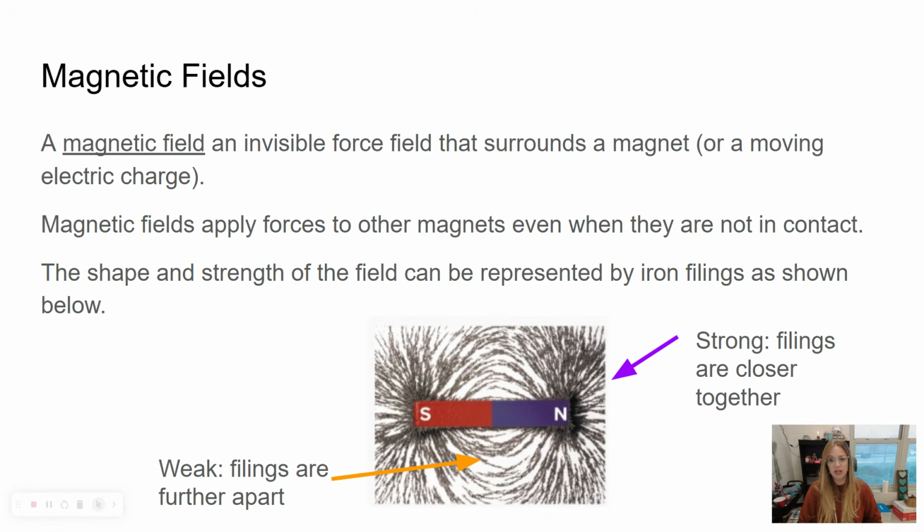Same thing with magnets. And you can see here the shape and the strength of the field can be represented by iron filings. So you see where the iron filings are very close together, that means it's stronger, than it is weaker here in the middle.